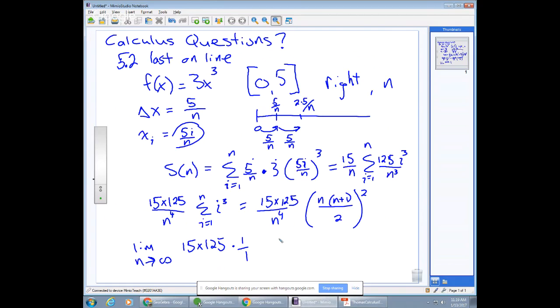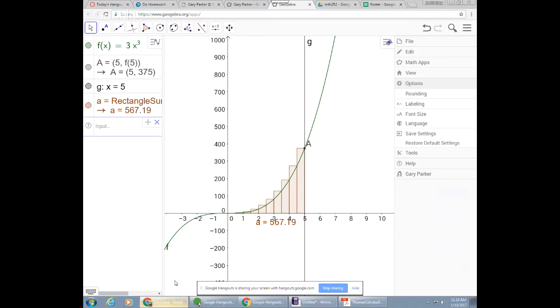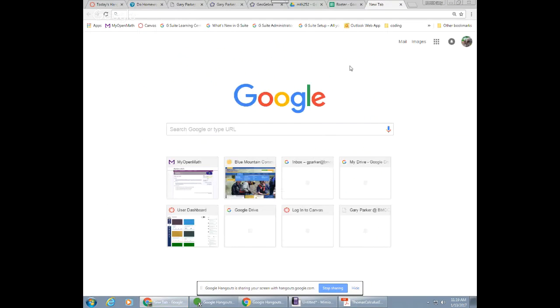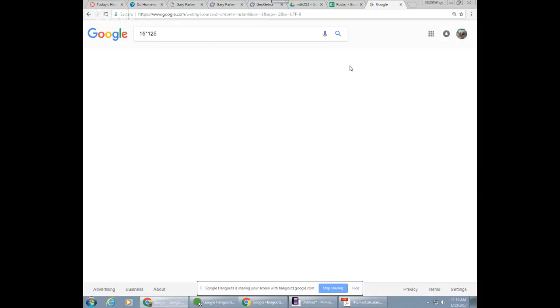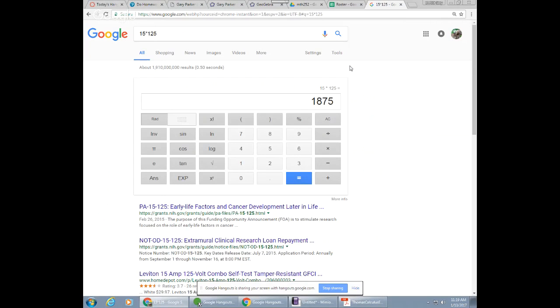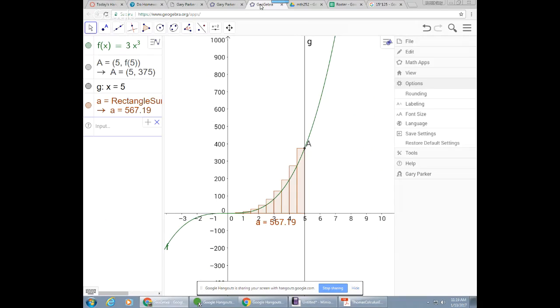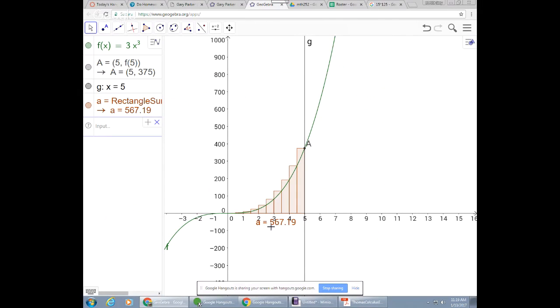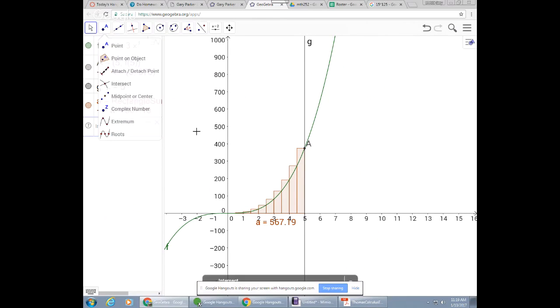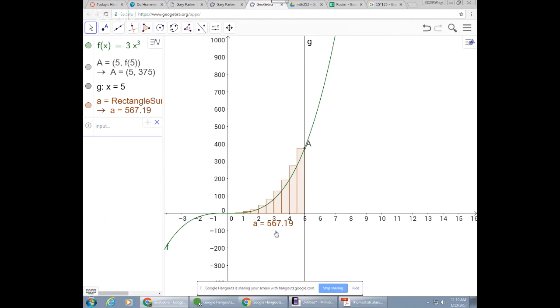So whatever the product of 15 over 125 should be the area under that curve. And let's check that out. 15 times 125 gives us 1,875, which should be close to what GeoGebra told us. Ooh, that's interesting. Did I make a mistake? That is quite a bit different.